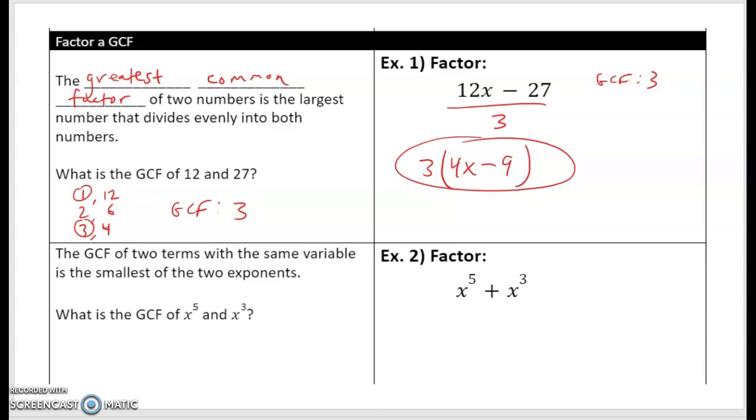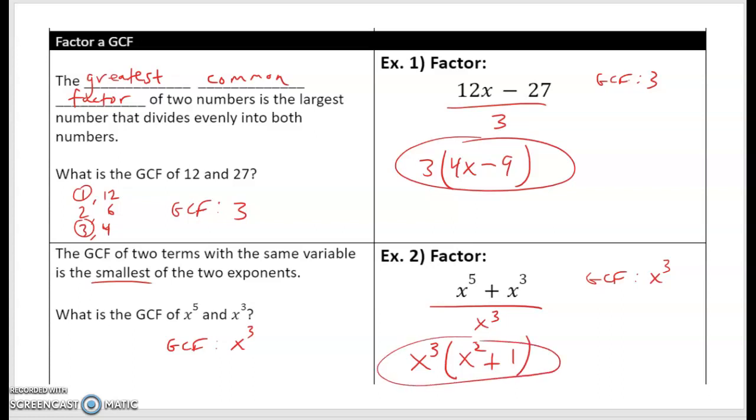The GCF of two terms with the same variable is the smallest of the two exponents. So the GCF of x to the 5th and x to the 3rd, it's the smallest of the two. So the GCF is x to the 3rd. You pick the smaller number. So the GCF over here, x to the 5th plus x to the 3rd, is x to the 3rd. Divide it out, write it out front. Divide this way, you get x to the 2nd because you subtract the exponents. Plus x to the 3rd divided by x to the 3rd. And anything divided by itself is the number 1.